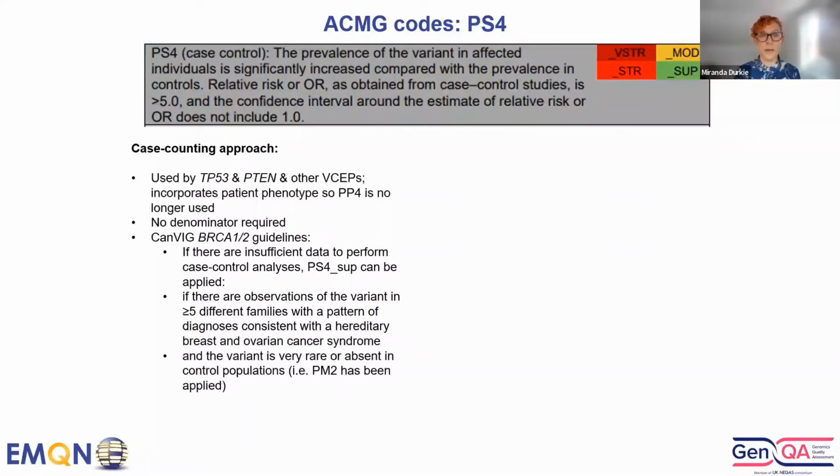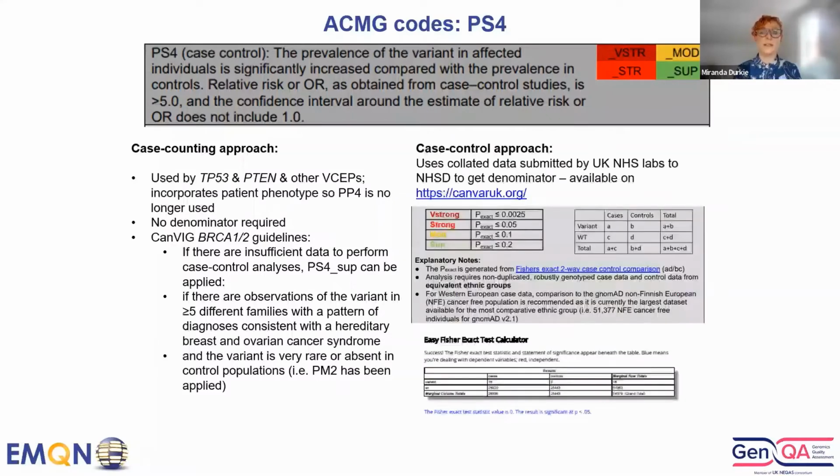You can apply PM2, which I'm going to come on to in a minute. So the other option, which works beautifully if you've got the data, is that we can actually do the case control approach by using data that all the NHS labs now have been submitting to NHS Digital, and NHS Digital have given that data back to the CAMVAR UK database, so anyone can access that data. We are due an update very soon, so we're hoping that the counts are going to pretty much double.